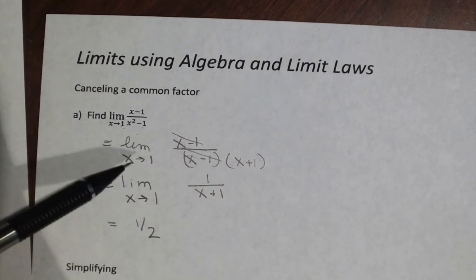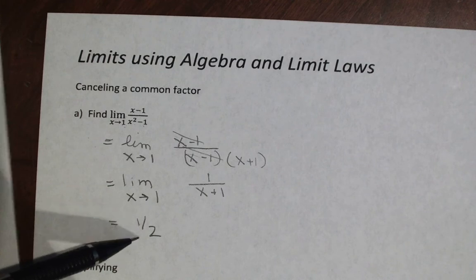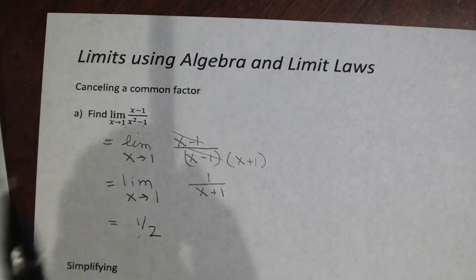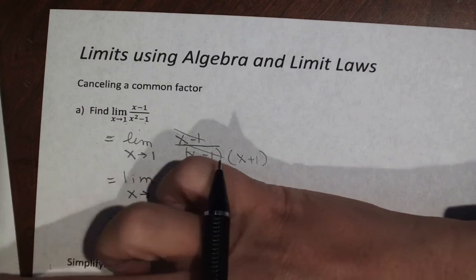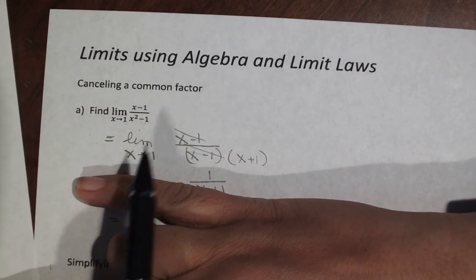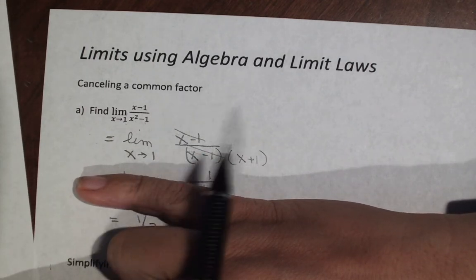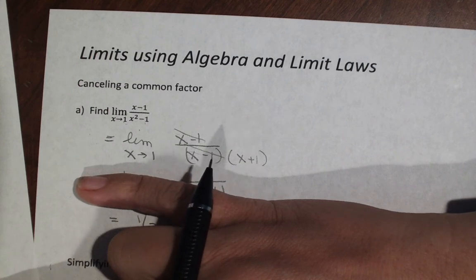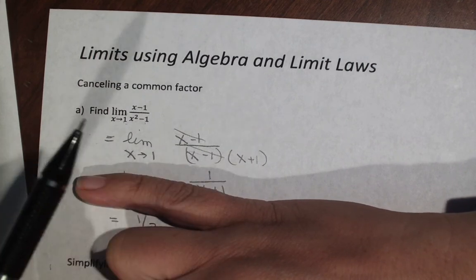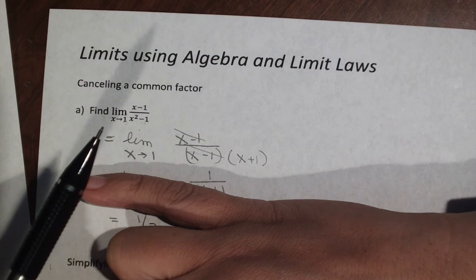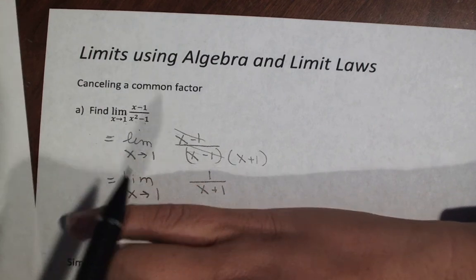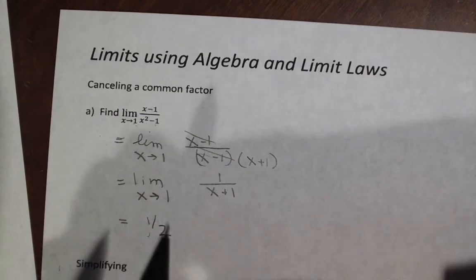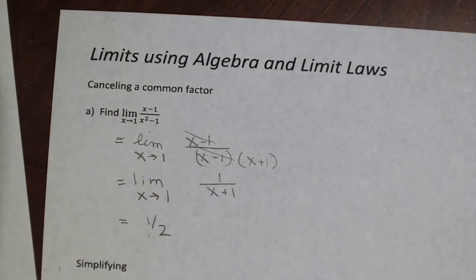You cannot go from here to here, because if I left it like this and these weren't crossed out, you're going to have 0 divided by 0 times 2. Algebraically, I can't do that. So you have to show this step, then you could evaluate.